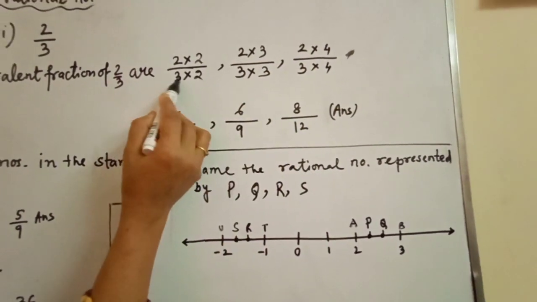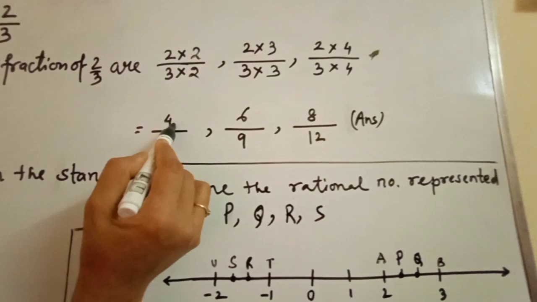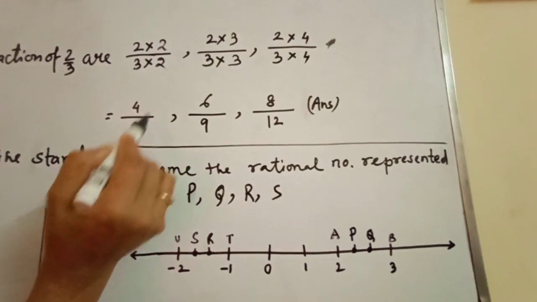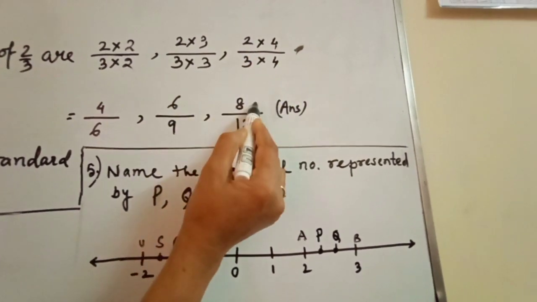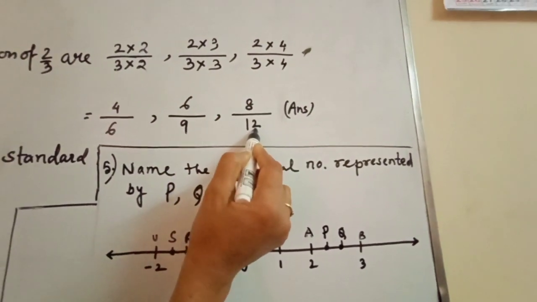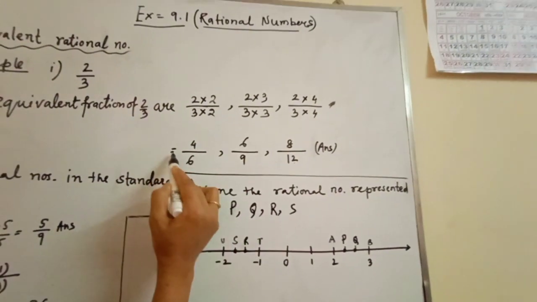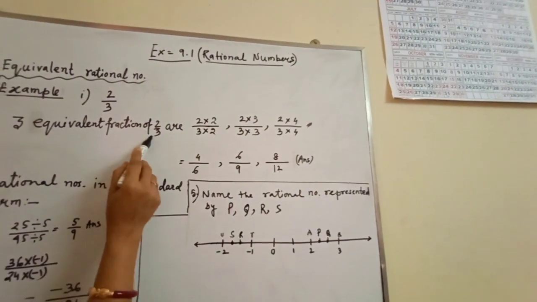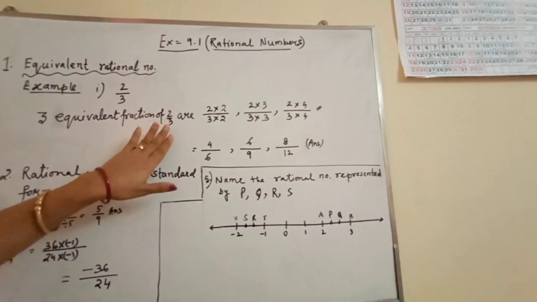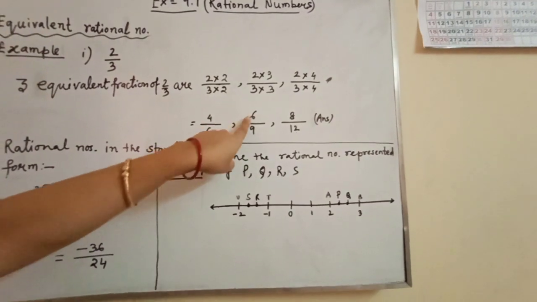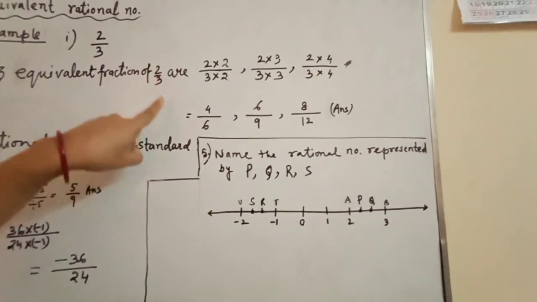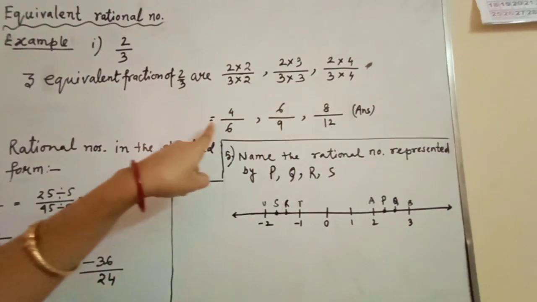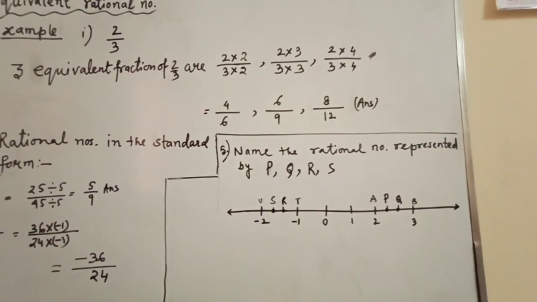3 2s are 6, 3 3s are 9, 3 4s are 12. This is our rational numbers, which are equivalent to 2 by 3. Actually, if we cancel them to the simplest form, we will get the same number, 2 by 3. These numbers are known as equivalent rational numbers.